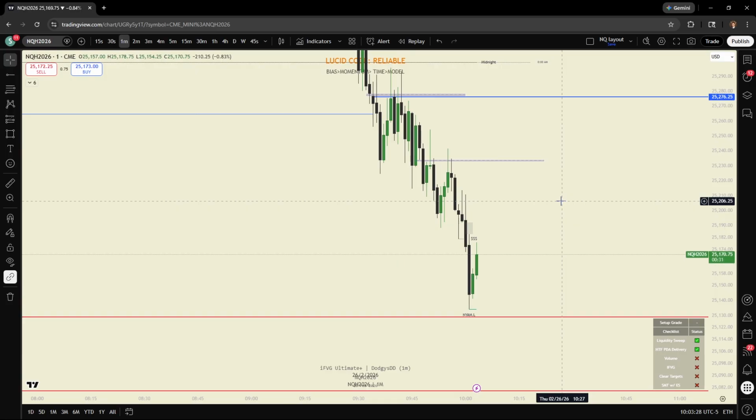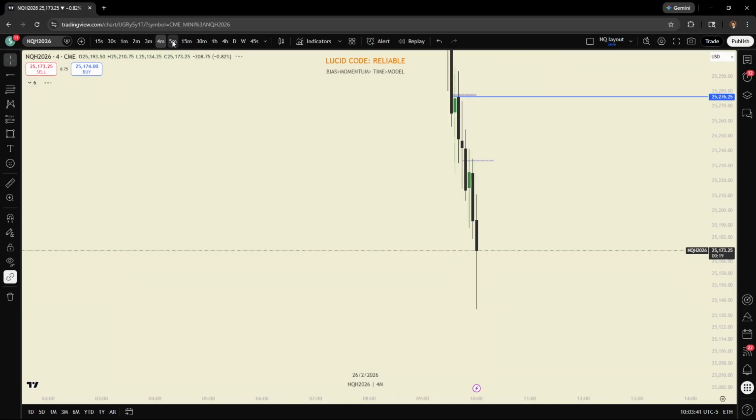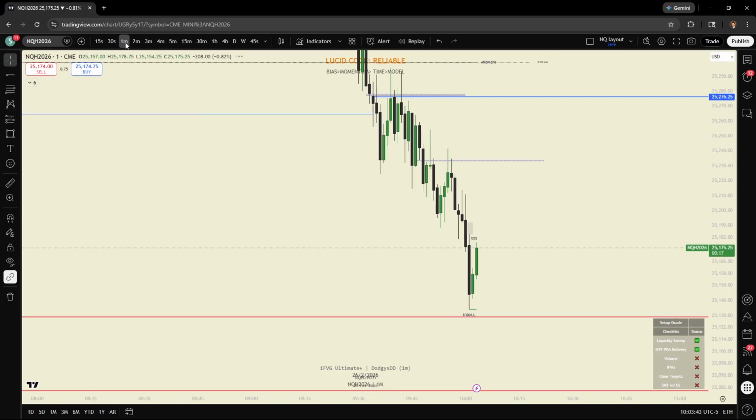Does the eval full port work on PPI? Not as well as CPI or NFP, but I think it could work tomorrow. We have a lot of news. This is kind of a decent amount of momentum.